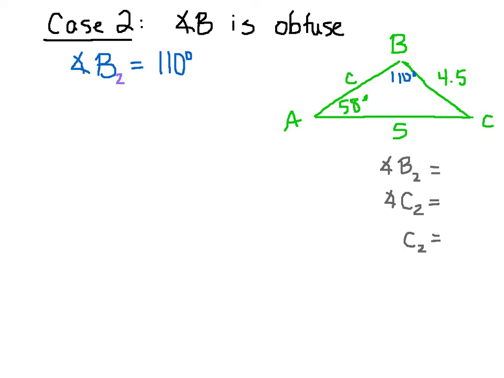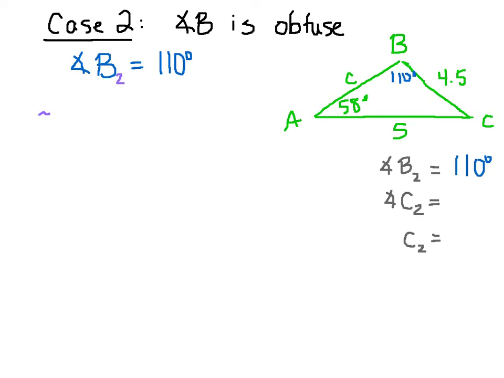So if B sub 2 is 110 degrees, we can find angle C. I'm doing this one wrong. Sorry, back up.